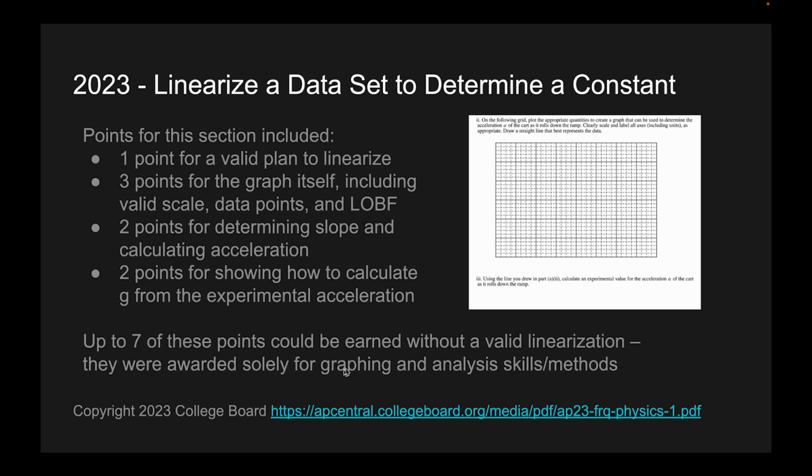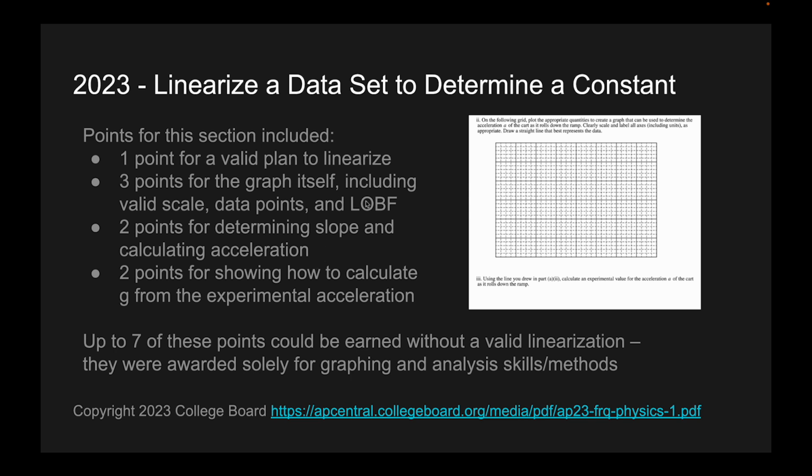As far as the points go, 1 point was given for coming up with a plan that would produce a linear data set and would tell us acceleration. 3 points went into the graphing itself, so setting a good scale, plotting the points, putting a line of best fit. 2 points for accurately determining that slope and using it to come up with acceleration.